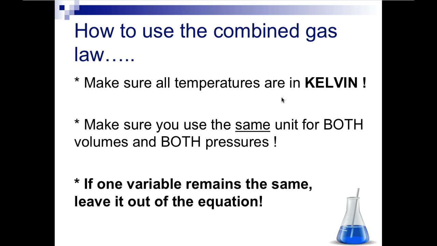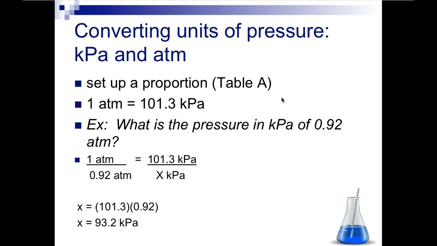Your temperature always has to be in degrees Kelvin. So how do you use the combined gas law? The first thing you have to do is make sure all of your temperatures are in Kelvin. Make sure you use the same unit for both volumes and both pressures. And if one variable remains the same, then you can cancel it out of your equation.